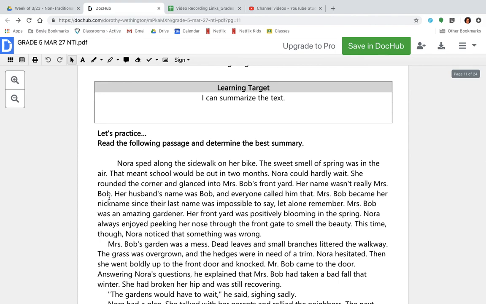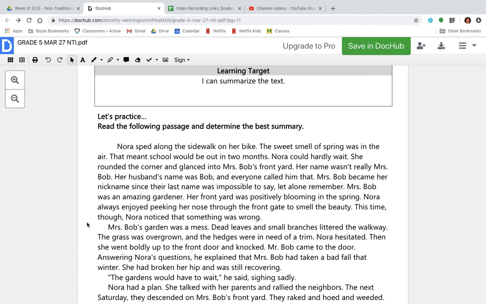Nora sped along the sidewalk on her bike. The sweet smell of spring was in the air. That meant school would be out in 2 months. Nora could hardly wait. She rounded the corner and glanced into Mrs. Bob's front yard. Her name wasn't really Mrs. Bob. Her husband's name was Bob, and everyone called him that. Mrs. Bob became her nickname since their last name was impossible to say, let alone remember. Mrs. Bob was an amazing gardener. Her front yard was positively blooming in the spring. Nora always enjoyed peeking her nose through the front gate to smell the beauty.